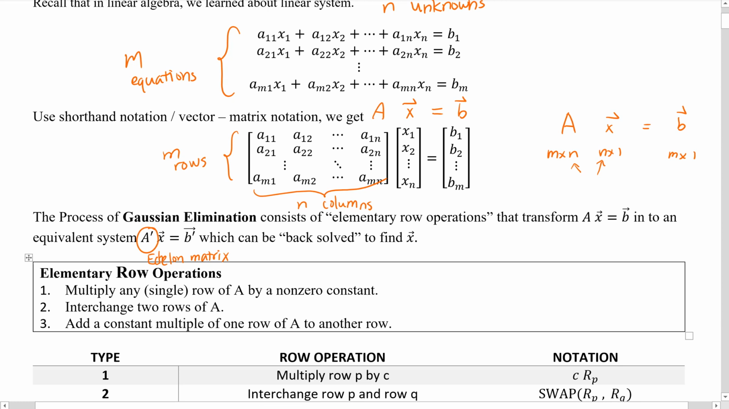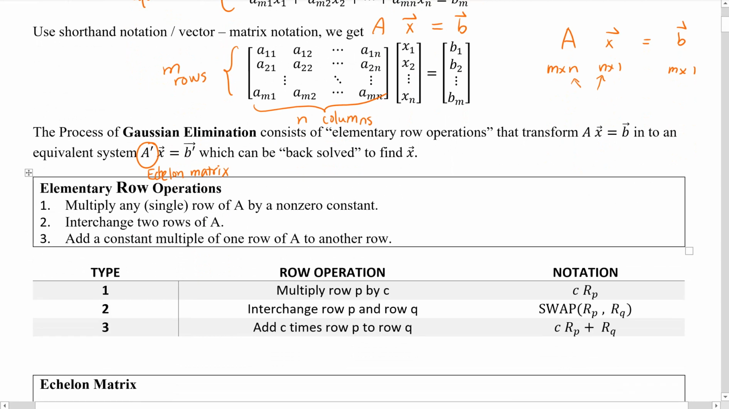Okay, so what are the elementary row operations? We can multiply any single row of A by a non-zero constant. We can interchange two rows of A. We can add a constant multiple of one row of A to another row. And here are the notations. Multiply row P by C: the notation is C times row P. Interchange row P and row Q: we write swap row P and row Q. Add C times row P to row Q: we write C times row P add to row Q. And you replace row Q with this new row, put this new row into the row Q spot. So far so good, everybody?